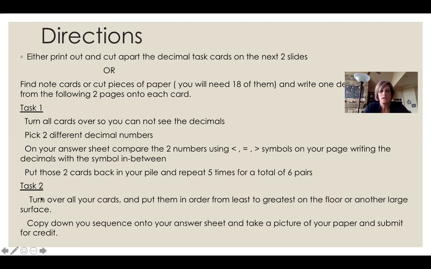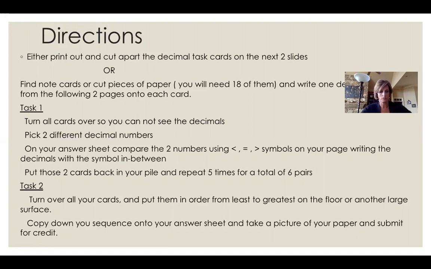Your second task is to turn over all the cards so you can see them, and then put them in order from least on the left-hand side to greatest on the right-hand side. Once you've gotten them all in order, you can do that on a table, you can do that on your floor, whatever space you have in your house that will work, that you can lay them all out so you can put them in order. If you have any that are equal, we've done number lines before. If you have any that are equal, you can put them one above, one below, okay? Or you can put them both in the same space, both below the line.